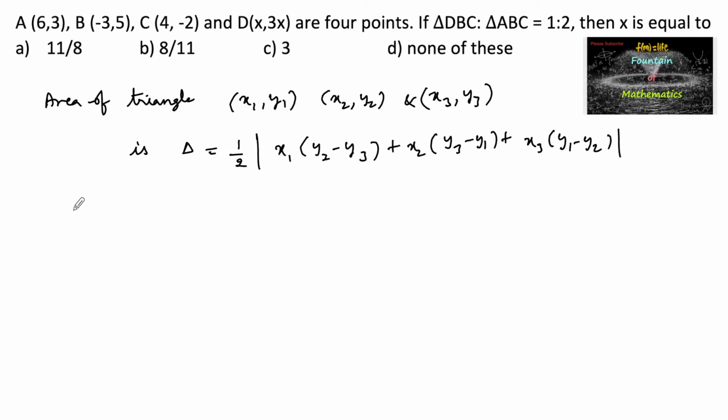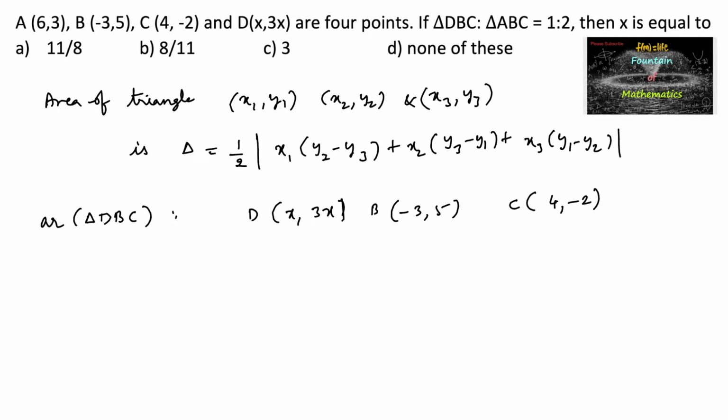So first, let us find the area of triangle DBC by using this formula. D is the vertex (x, 3x), B is the point (-3, 5) and C is the point (4, -2). Say this is (x1, y1), (x2, y2), and this is (x3, y3).